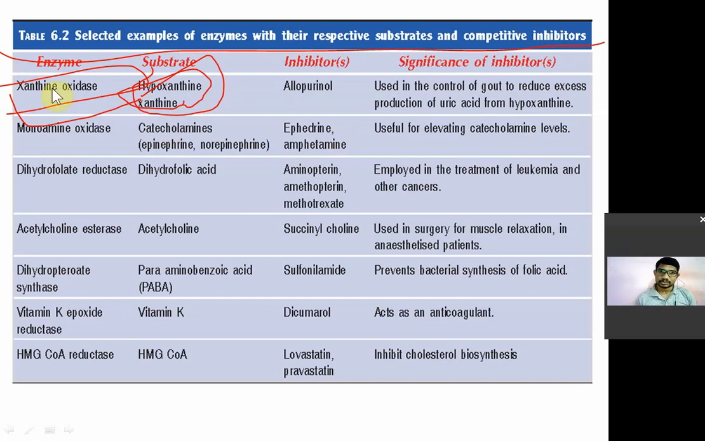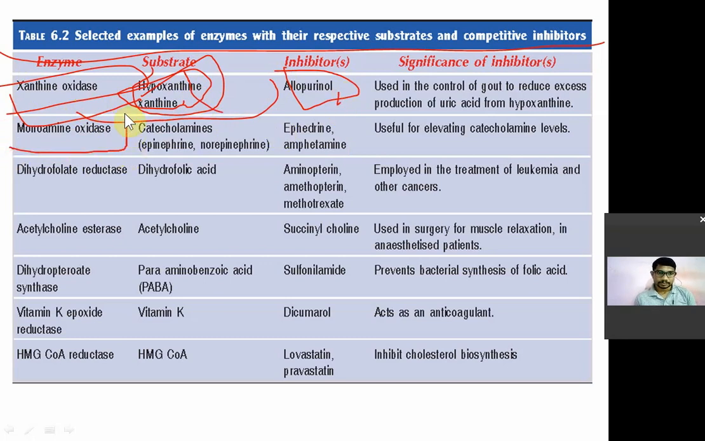So one inhibitor of this enzyme is known as allopurinol. Allopurinol is a competitive inhibitor of this xanthine oxidase, and it will prevent the formation of uric acid from this, and that's why it is used in treatment of gout.